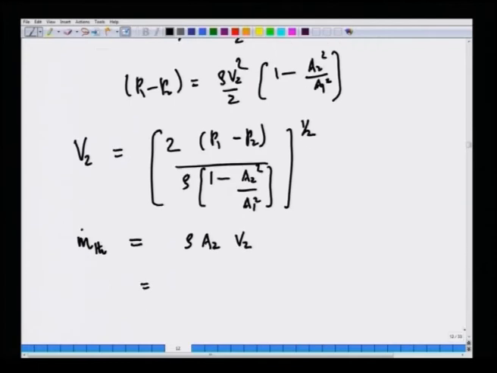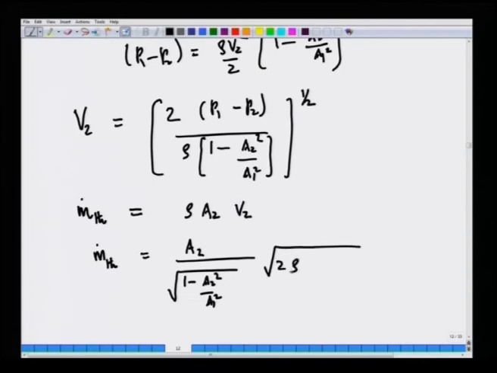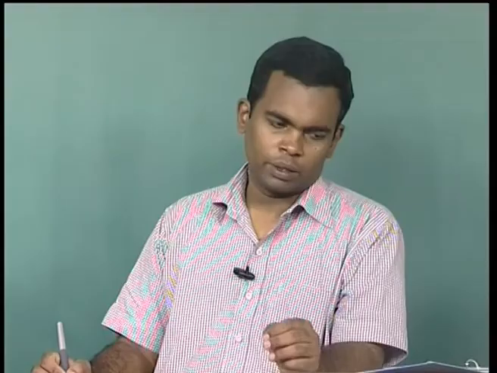Okay. So, this will now become m dot TH equals A2 by square root of 1 minus A2 squared by A1 squared, times square root of 2 rho times P1 minus P2. That TH stands for theoretical estimate for mass flow rate, because in reality this may not be exactly true, as we have neglected losses. Okay. But right now we are just estimating based on the application of the Bernoulli equation.